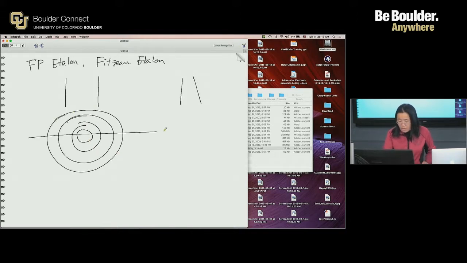Okay. So if I take one side, I will see fringes like this. Why did that disappear? Okay, let me try again. So it'll be this, this, this.